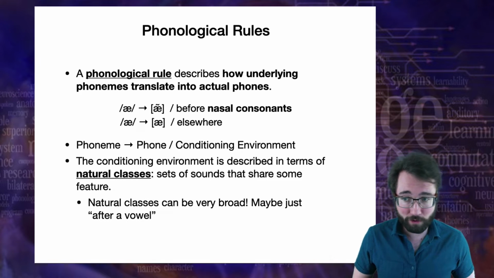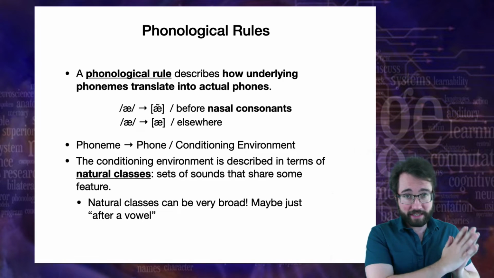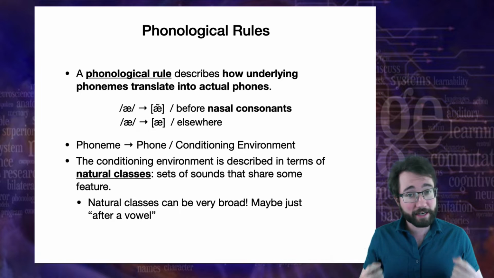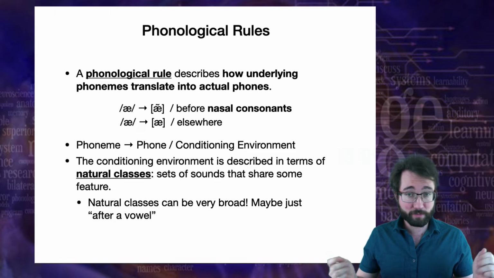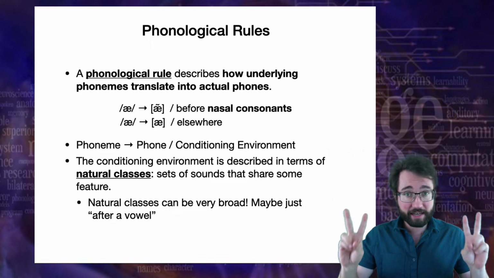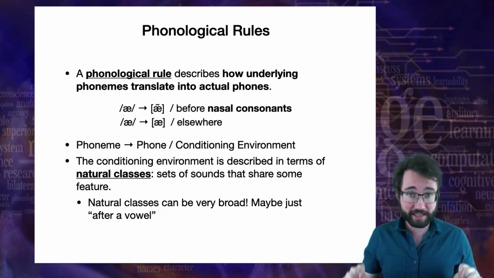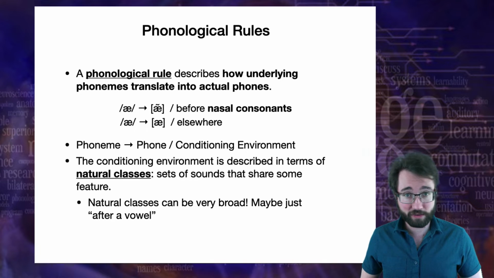The general format for a rule is: phoneme is expressed as phone when it appears in a conditioning environment. And that conditioning environment is best described in terms of natural classes. That's a set of sounds that share some feature. For example, a natural class might be something like a vowel. So you might say a conditioning context is just that you get some particular sound after a vowel, or after a nasal consonant, or after a voiced stop. Those are natural classes as they appear in conditioning contexts for phonological rules.